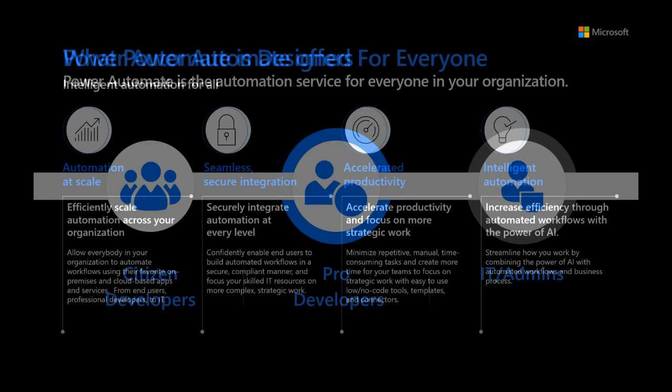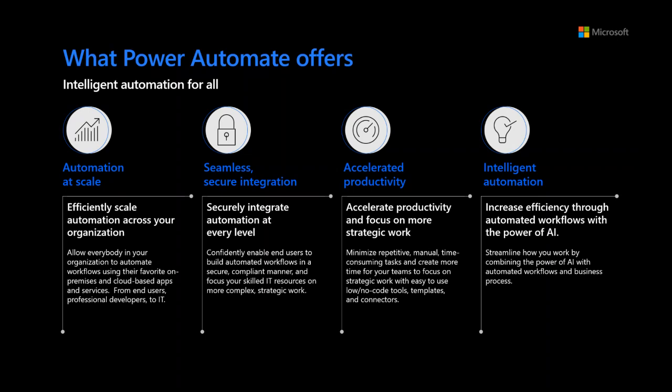So, what does Power Automate offer? Well, it offers automation at scale, really allowing everybody in the organization to automate workflows using their favorite on-premises and cloud-based apps and services. It's seamless and offers a secure integration that gives you the confidence to empower users with more control and frees up IT resources for more strategic work. It helps accelerate productivity, minimizing repetitive, manual, time-consuming tasks and creating more time for you and your teams to drive your business and plan for your company's future.